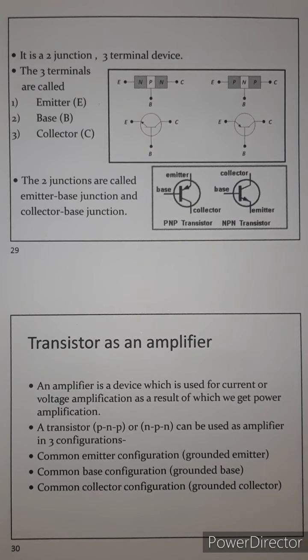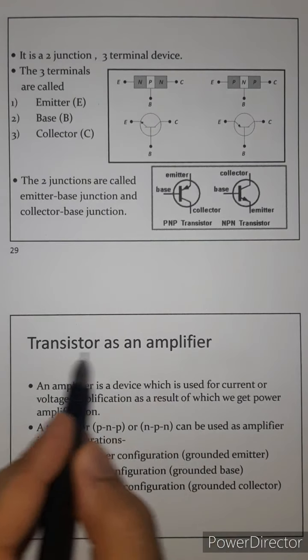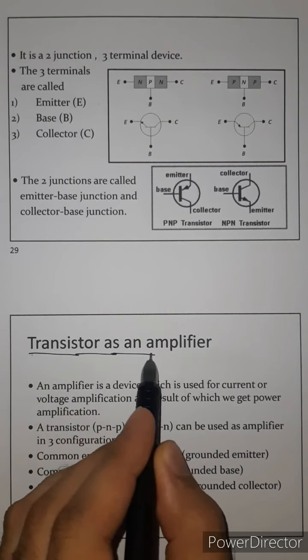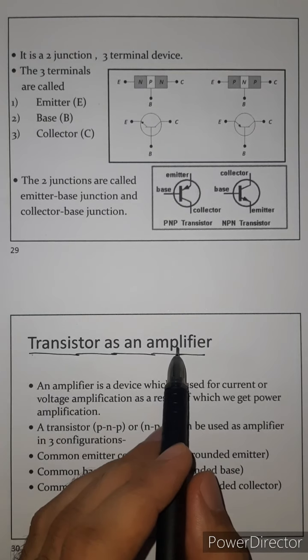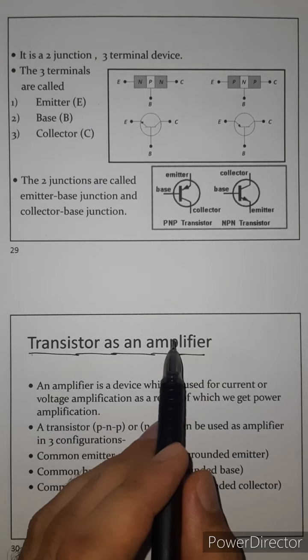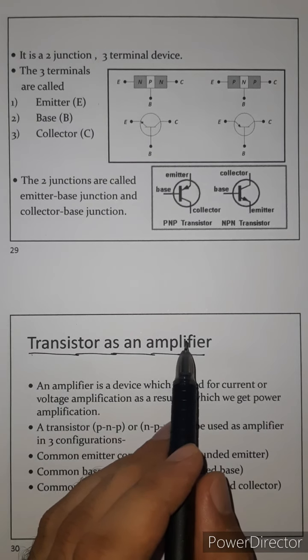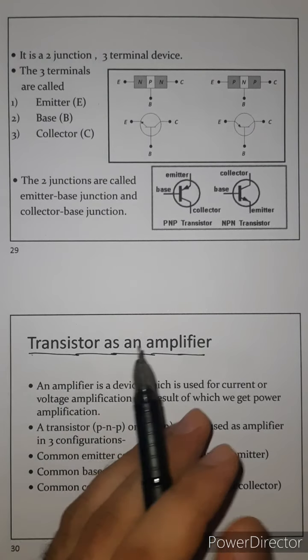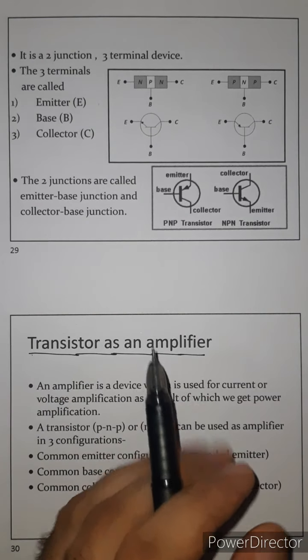Now let us move on to the main application or use of transistor. The main use or application of transistor is its use as an amplifier. An amplifying device is a device which basically converts a weak electrical or voltage signal into a strong voltage signal or amplified signal, as a result of which we can get power amplification.